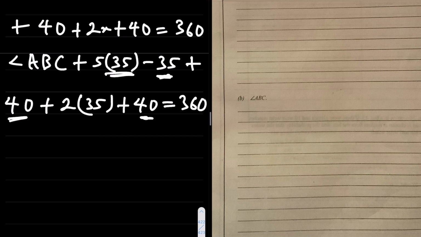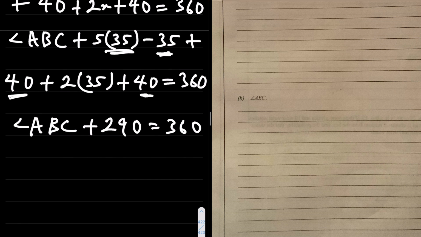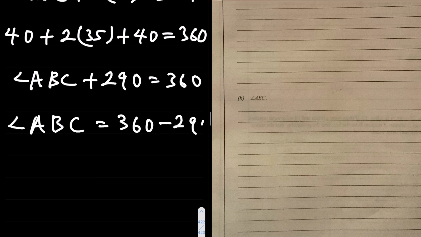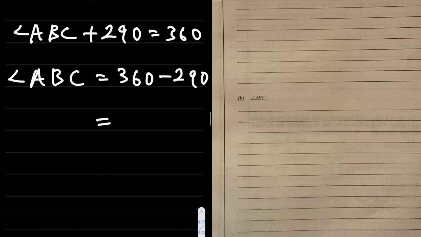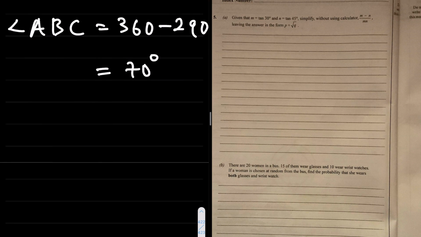So that therefore means angle ABC plus 290 equals 360 degrees, which therefore means angle ABC equals 360 minus 290, which is equal to 70 degrees. And that's it simply. We go straight to the next, which is number 5.